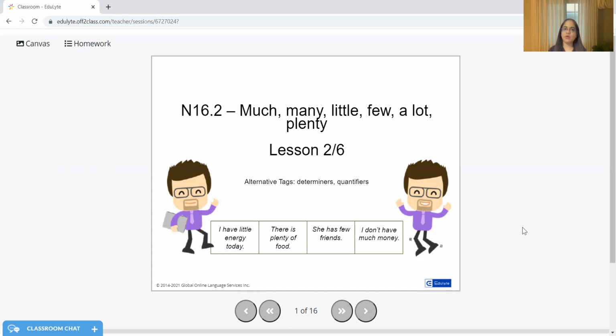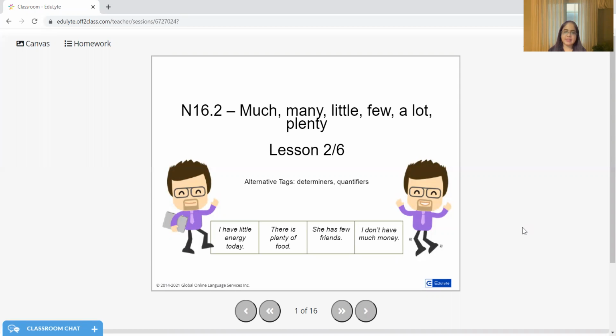In this video we will talk about certain quantifiers that are used to depict the quantity of a noun. So we have much, many, little, few, a lot, plenty. These are the quantifiers and they depict the quantity of the nouns. As we know, nouns are classified into countable and uncountable nouns. Accordingly, we will be using them as per the noun that we have.